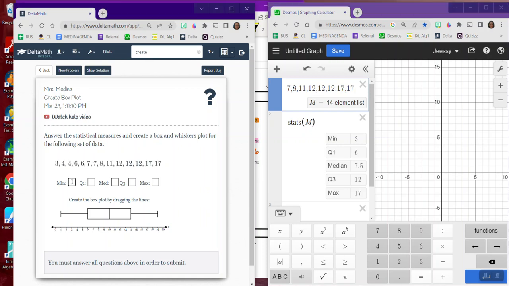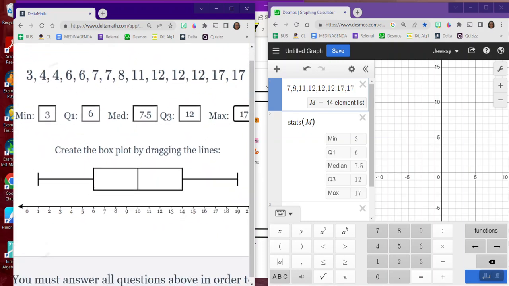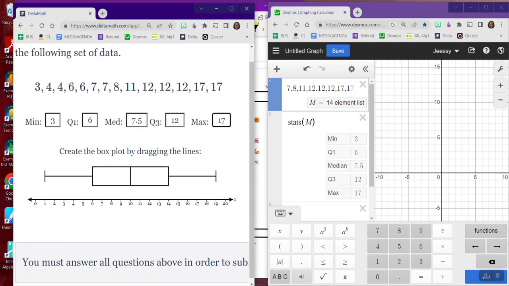All right. And so it says the minimum is 3. Of course, I have a different question than you all. So 6, 7.5, 12, and 17. Okay, now I need you to watch. Clear? Let's zoom in. Zooming in.